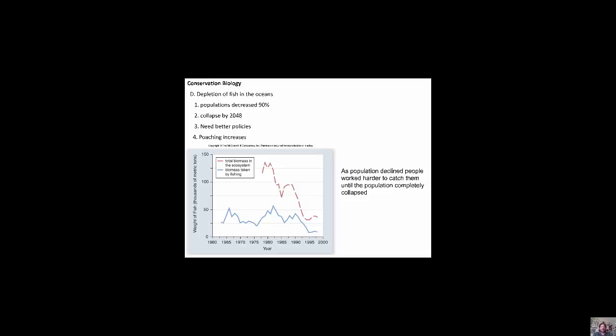So in the graph, we can see in the blue the biomass taken by fishing, and in the red, the estimated total biomass of these commercially valuable fish in the ecosystem. And you can see in the last couple decades, it has been plummeting. The total biomass has been plummeting. That's because people have been largely fishing unregulated. So we are about to lose large amounts of biodiversity in the oceans because we want to eat fish.